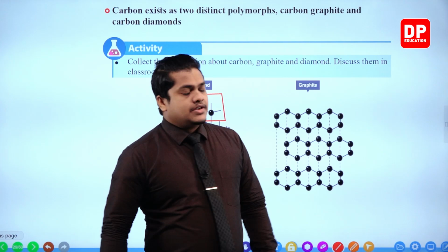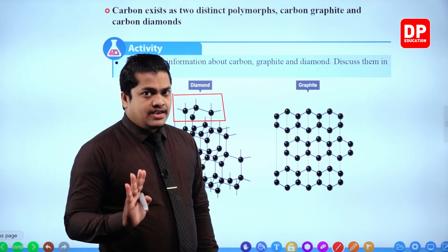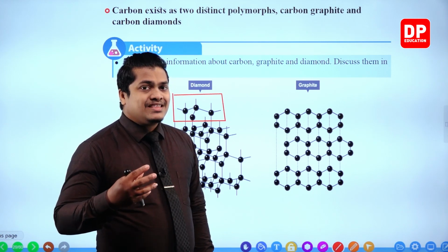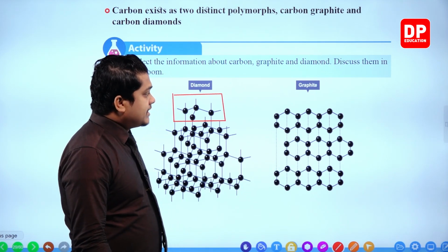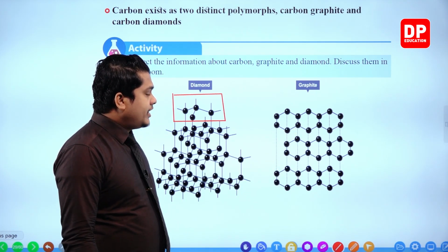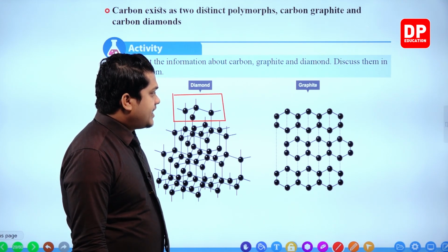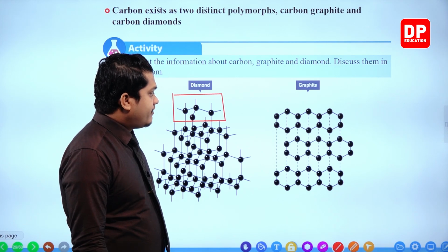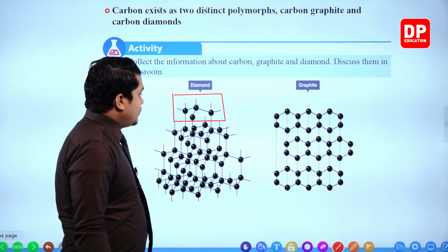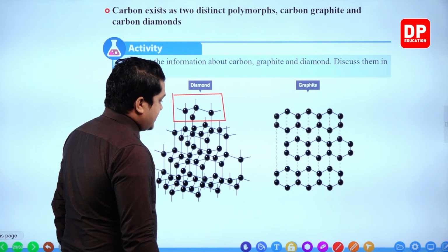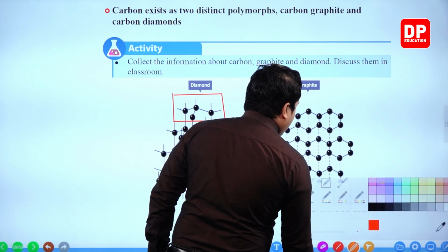So the second one, my dear children. This is the first one, diamond. I have explained their special properties and special things related to the structure. Now I am coming to graphite. Graphite, my dear children, is somewhat different than that. In the previous case, can you remember, one carbon atom bonds with 4 nearby carbon atoms?